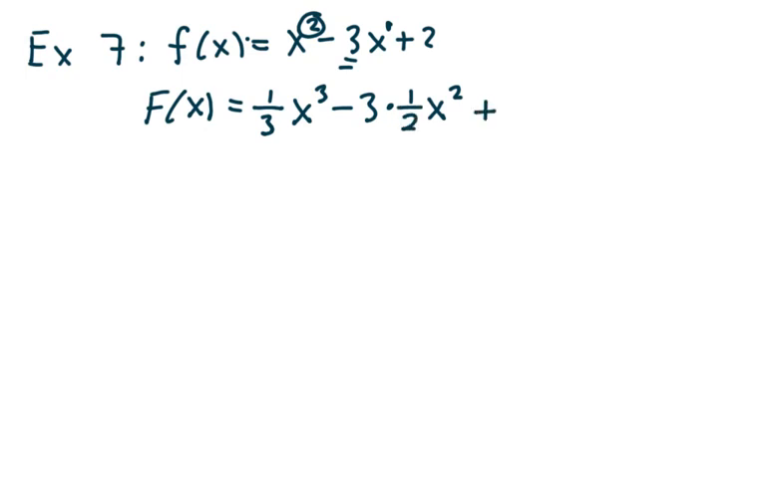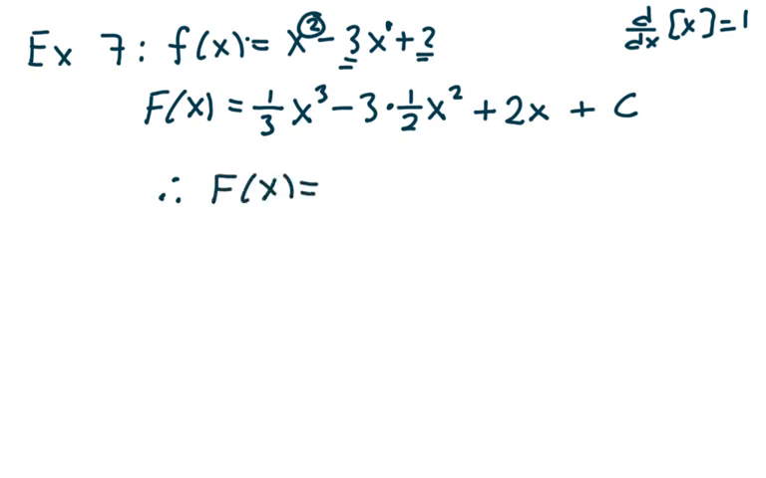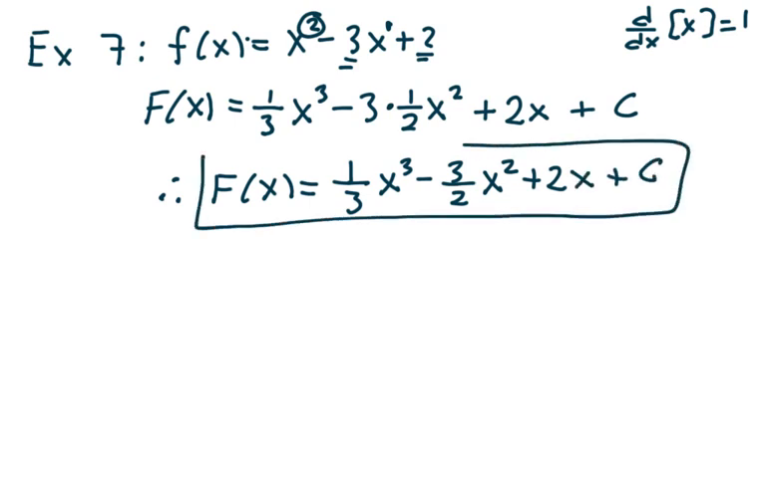And then can you think of a function whose derivative is 2? Well, remember that the derivative of x is 1, right? So the answer here is 2x. And then you just can't forget to add your constant of integration. Why? Because you're looking for the most general antiderivative. And so therefore, capital F of x is 1/3 x to the third minus 3/2 x squared plus 2x plus c. That's how you do that one.